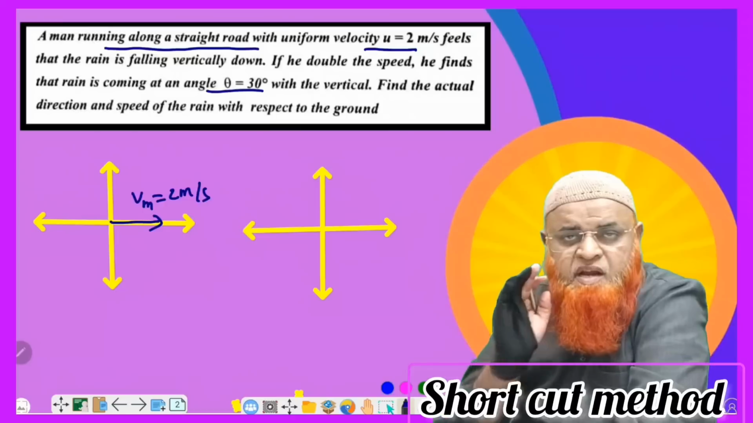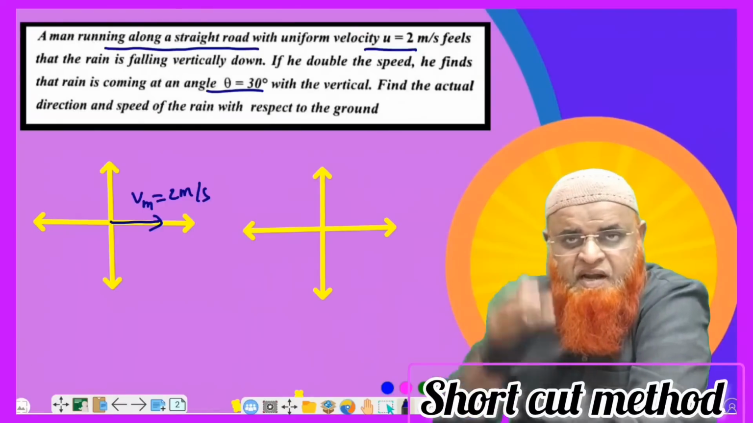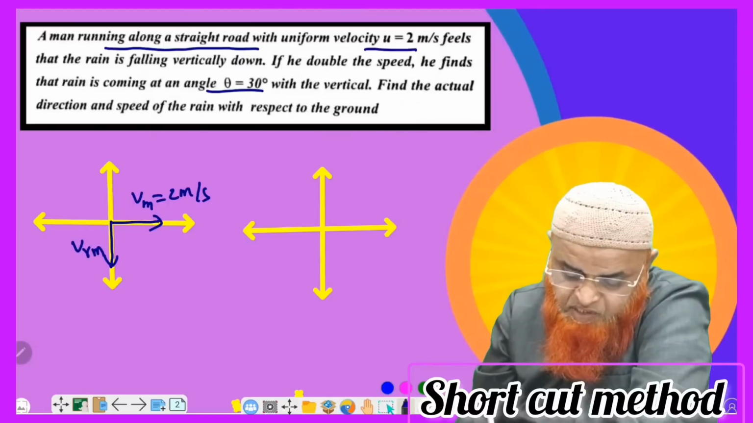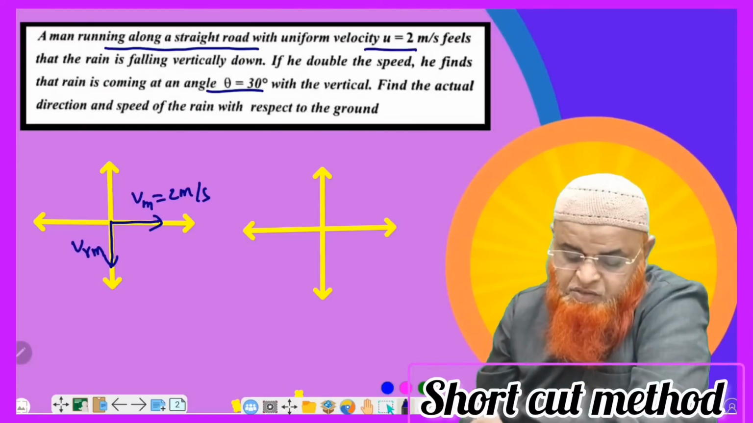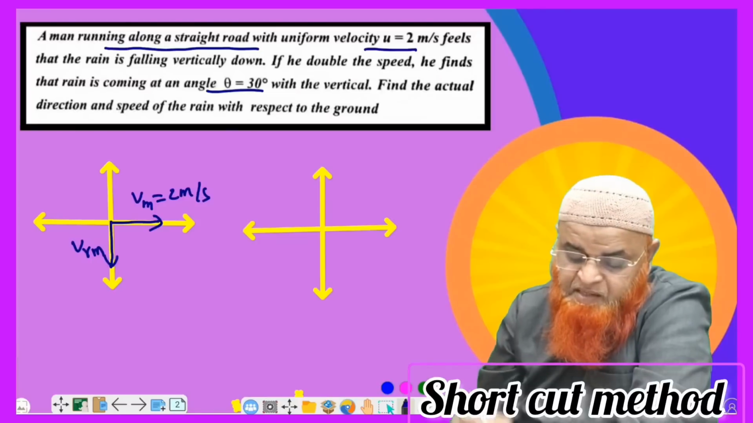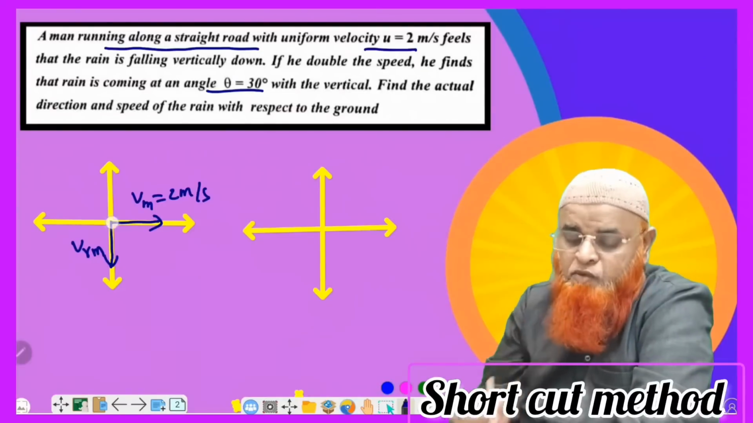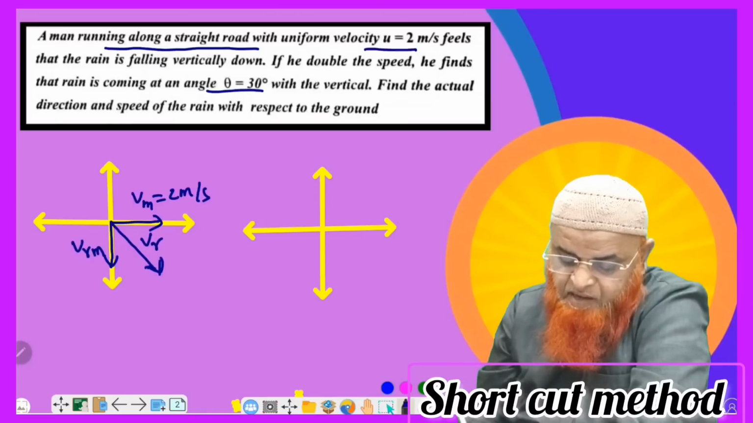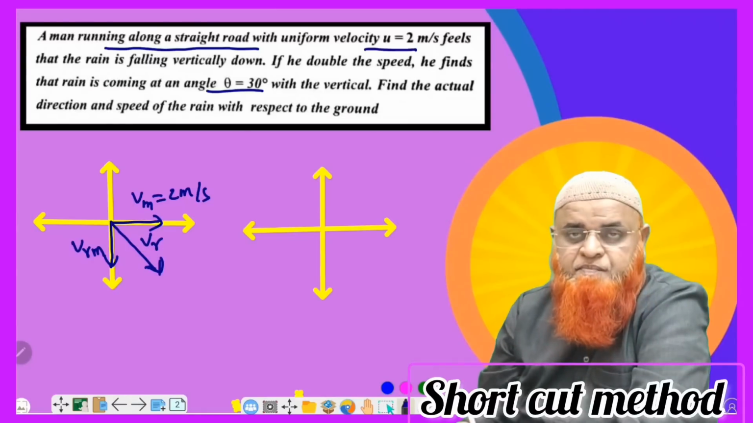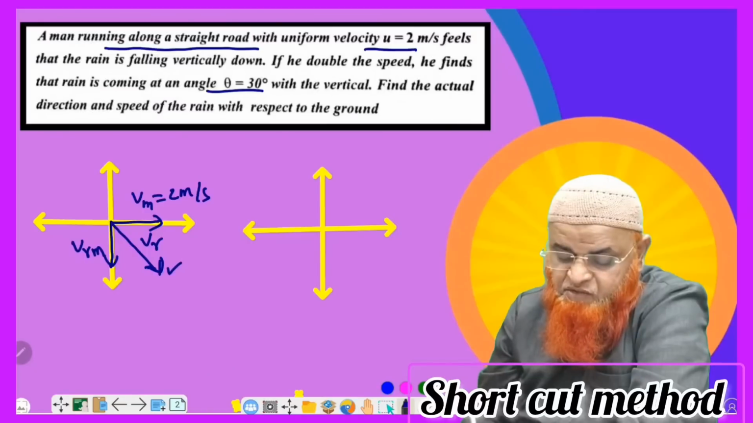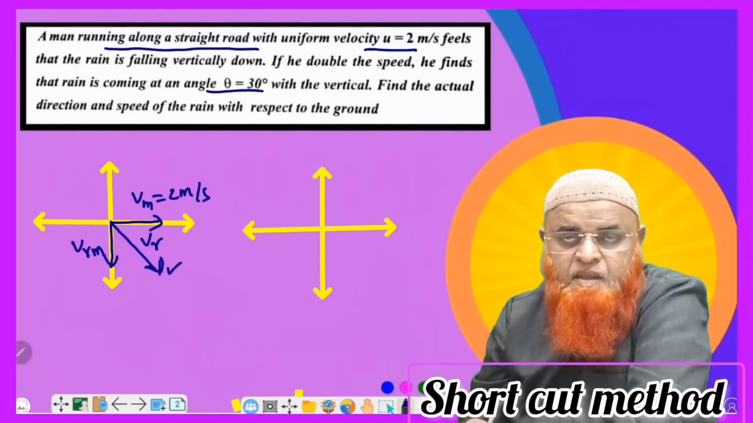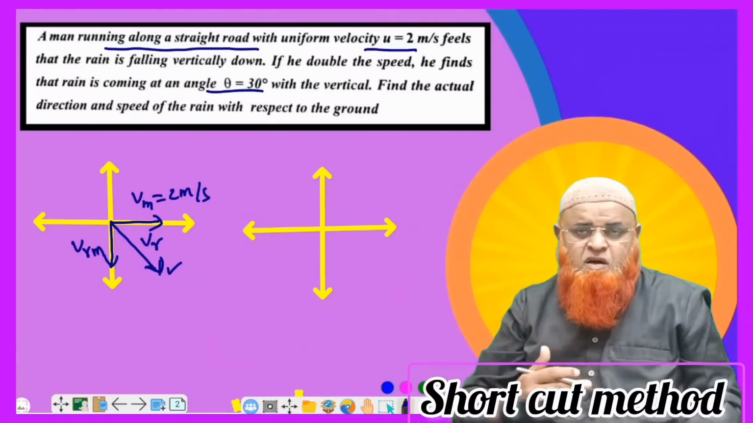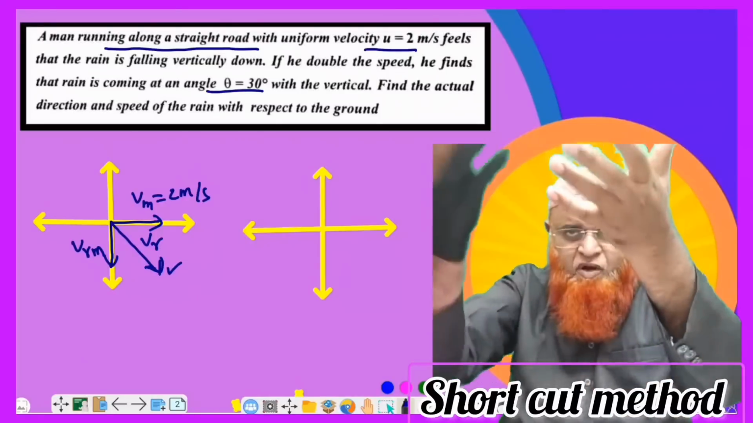When the man is going with a certain velocity, rain is falling vertically downwards. So this is the velocity of rain with respect to man. In which direction might the original rain be moving? It is this direction, so this is the actual direction of the rain. Why am I taking this as the direction of the rain? When you are standing at the bus stop, rain is falling vertically downwards, but when you are moving, rain falls a little bit slant.